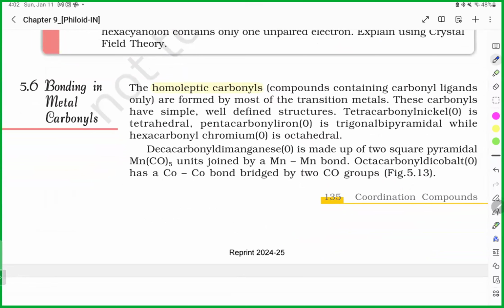So the last topic of this, after that we will mostly do applications. Homoleptic carbonyl means a compound that has mostly.